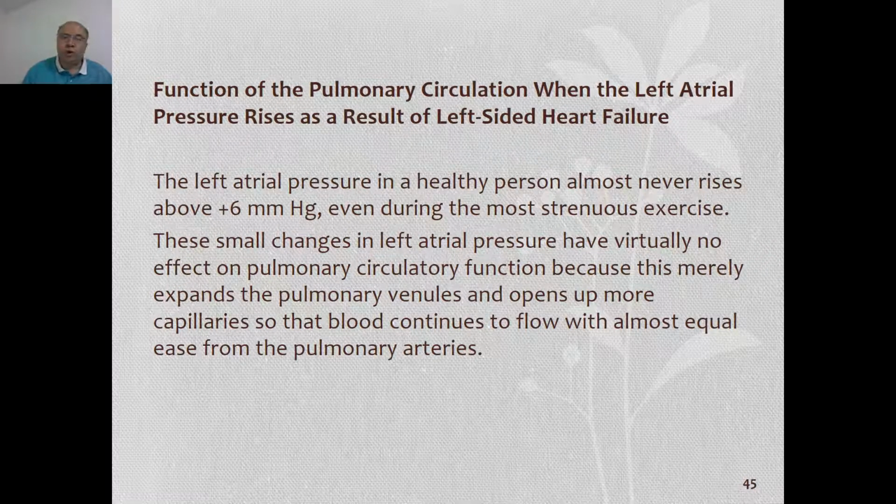Function of the pulmonary circulation when the left atrial pressure rises as a result of left-sided heart failure. Left atrial pressure in a healthy person almost never rises above 6 mm mercury, even during the most strenuous exercise. These small changes in the left atrial pressure have virtually no effect on pulmonary circulatory function, because this merely expands the pulmonary venules and opens up more capillaries so that blood continues to flow with almost equal ease from the pulmonary arteries.